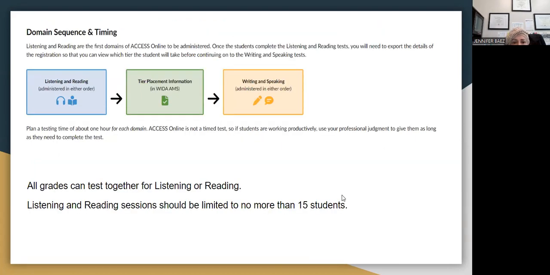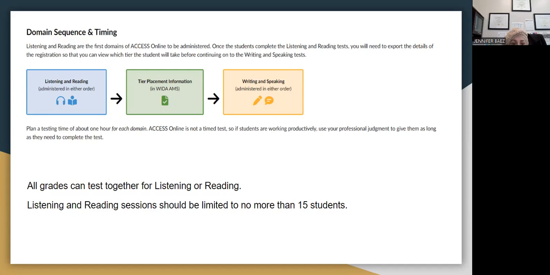Regarding the order of when tests should be given, the first tests that should be given should be the listening and the reading tests. This is because once the students complete these two tests, it tiers the students, and then it tells the teacher which writing and speaking tests they should take based on their listening and reading assessment. It's really important that these tests are done in this order.